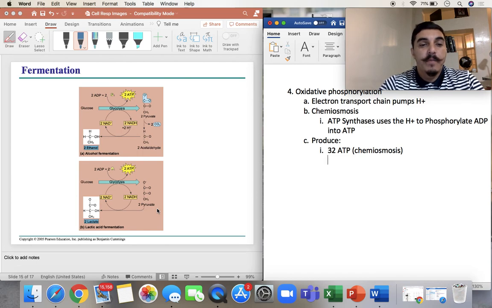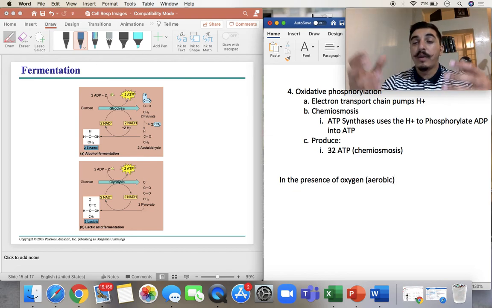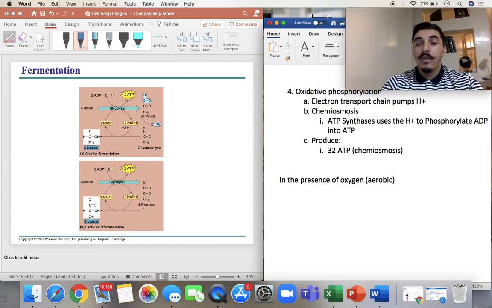Okay, now there's another thing that we need to talk about a little bit. This happens in the presence of oxygen. This is called aerobic respiration, if you've heard of it. Aerobic is when you have oxygen, so cellular respiration with oxygen. When you have it without oxygen, it's called anaerobic respiration, so without oxygen.